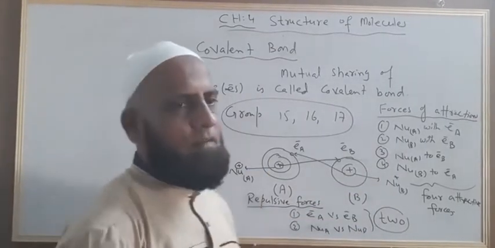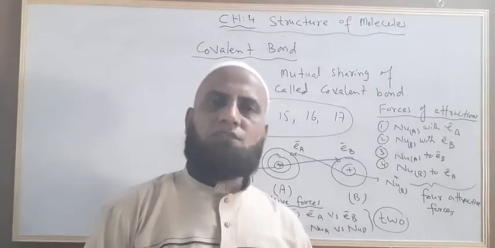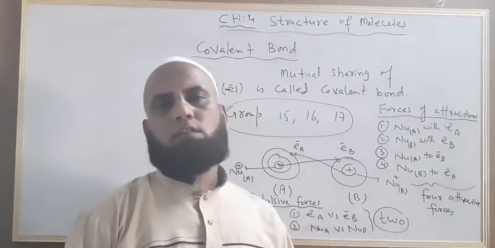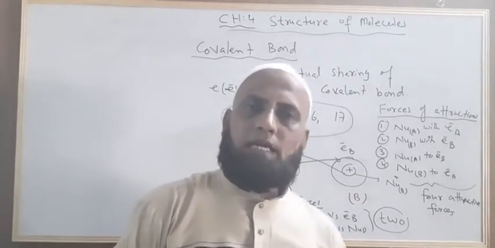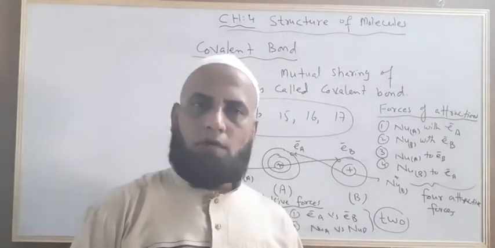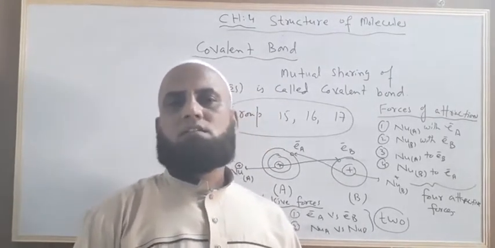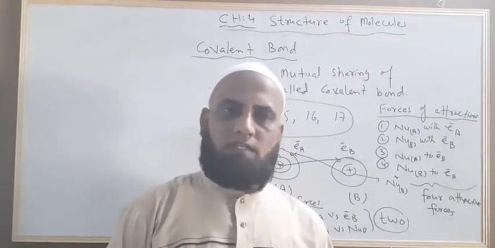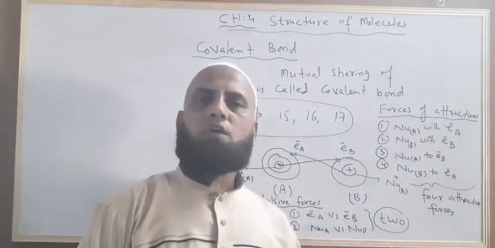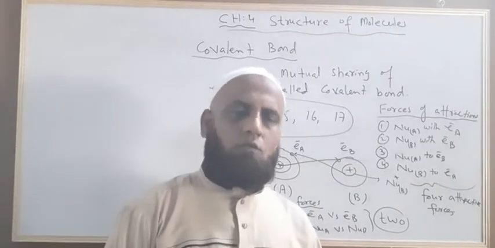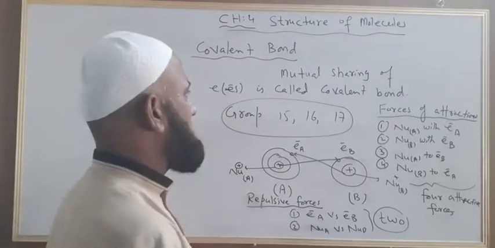So in this way, when these atoms come close to each other, there is a specific distance which is known as bond length. Each and every atom has its specific bond length, and that bond length decides the strength of the covalent bond. The greater the bond length, the weaker will be the bond. We will discuss this later in forthcoming classes, inshallah.